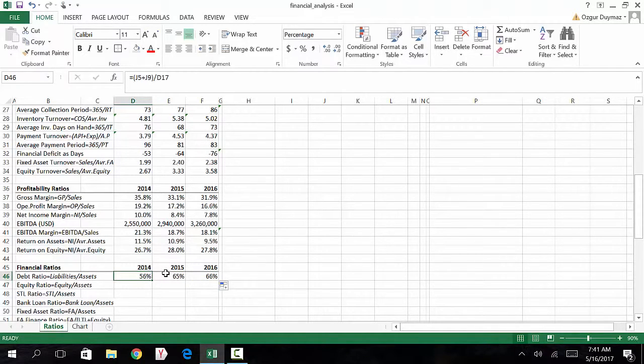And for instance, in 2014, 56% of assets were financed by debt. And this rate is increasing, meaning the company needed more debt to finance its investment, maybe its customer, or maybe its shareholder to distribute a dividend. We will see it next step. And equity ratio, total equity divided by total assets.